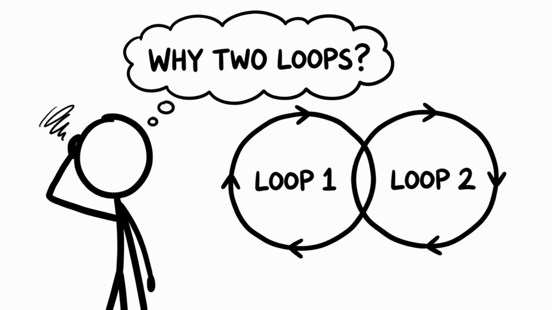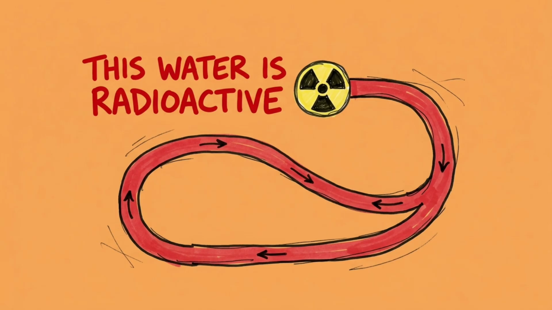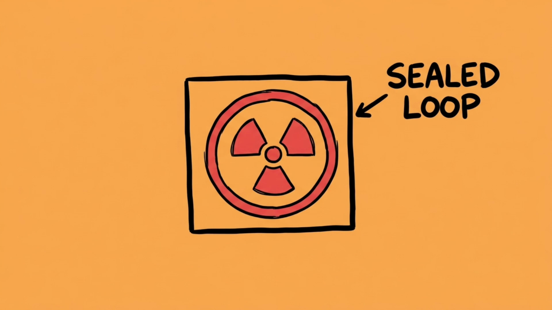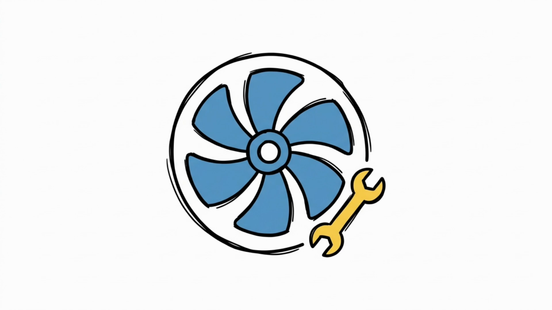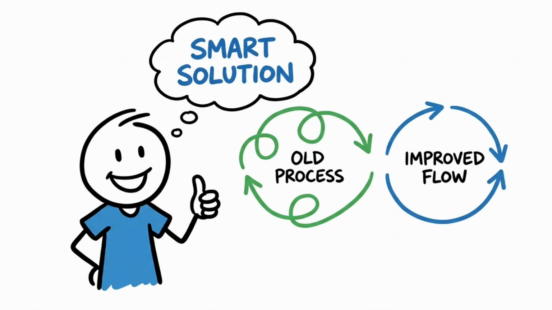Why go through the trouble of two separate loops? Radiation. The water that touches the fuel rods becomes radioactive. Keeping it sealed in its own loop means the steam that spins the turbine, the part of the system open to maintenance and airflow, never comes into contact with radioactive material. It's an elegant solution to a genuinely tricky problem.